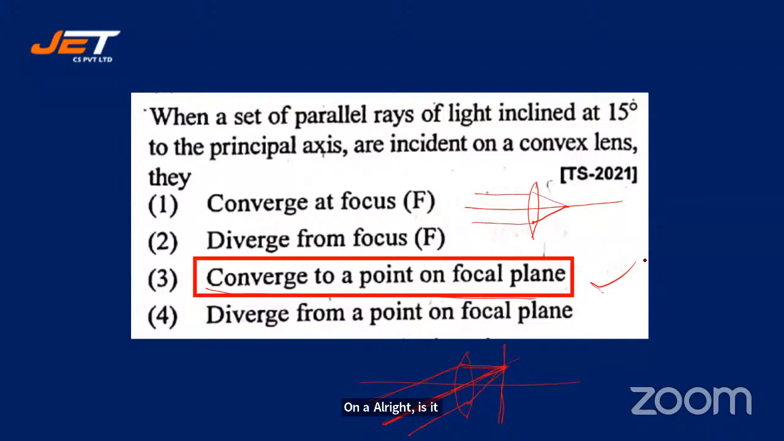All right, is it clear? Students have gone wrong last time as well. That is why I have deliberately repeated this question. This is an important question. They will converge at focus when they are parallel to the principal axis. Principal axis ki parallel unnappudu focus meeda converge avutayi. Kani principal axis ki oka angle cheste oka point on the focal plane converge avutundi. Is it okay? Let's go to the next one.